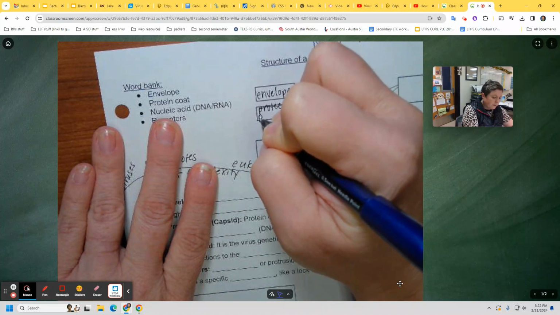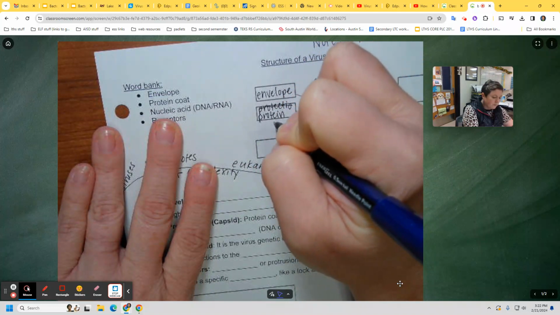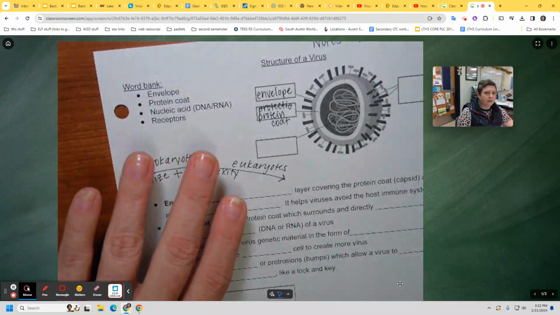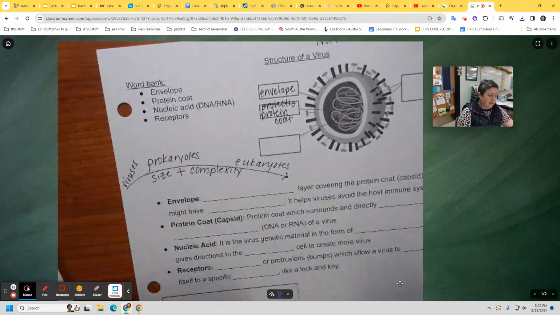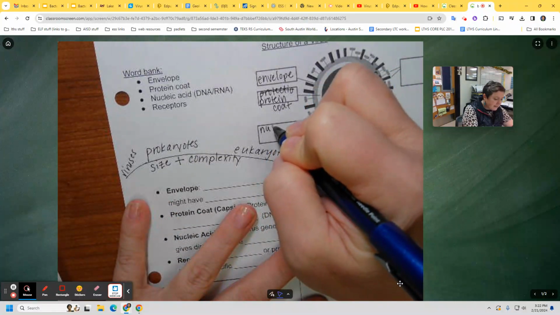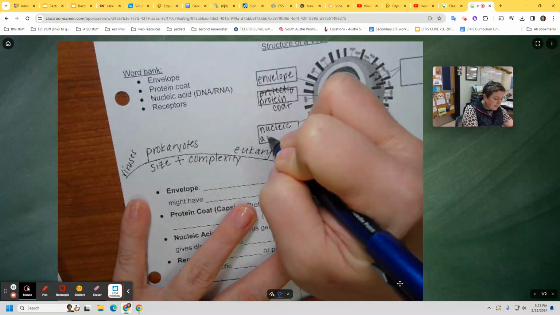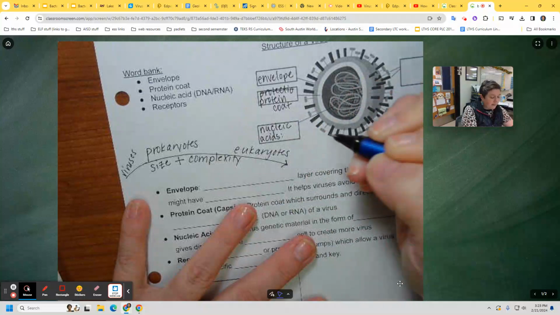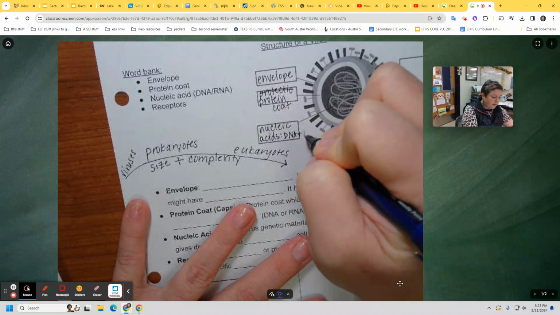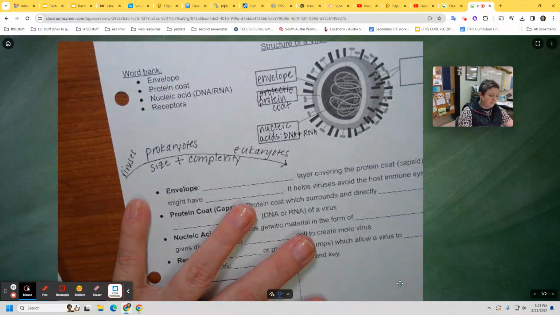Sorry, guys. Protein coat. Okay. So pretty simple. They have two layers of protein and it protects them. That's it. Then on the inside, we have nucleic acids. And the two nucleic acids that we've talked about this year are DNA and RNA. Okay? And then all these things, these weird things sticking out on the outside, those are all receptors.